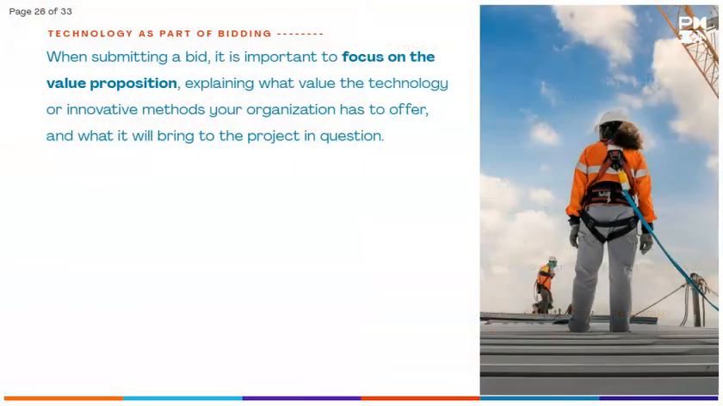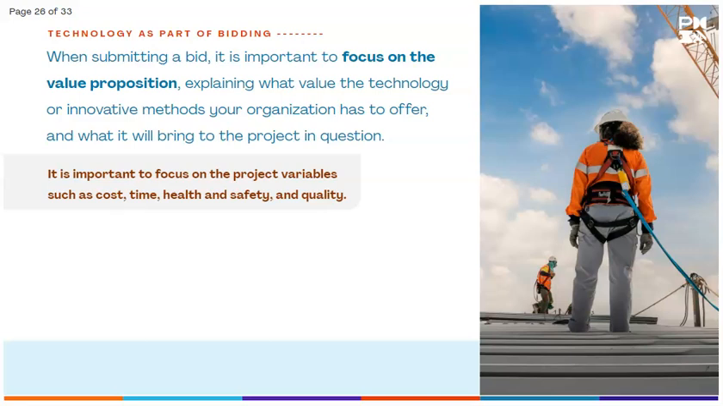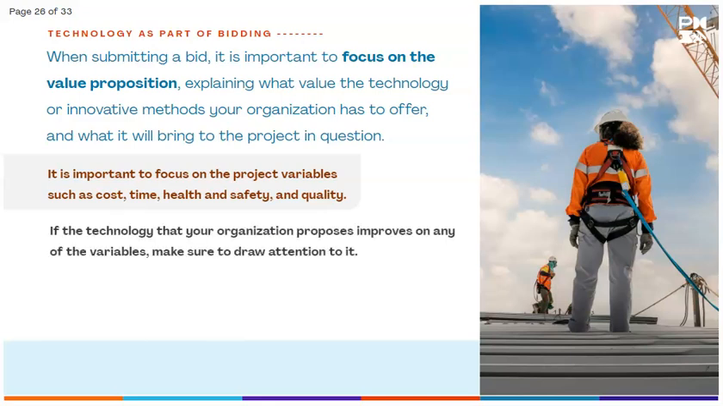When submitting a bid, it is important to focus on the value proposition, explaining what value the technology or innovative methods your organization has to offer and what it will bring to the project in question. It is important to focus on the project variables such as cost, time, health and safety, and quality. If the technology that your organization proposes improves on any of the variables, make sure to draw attention to it.